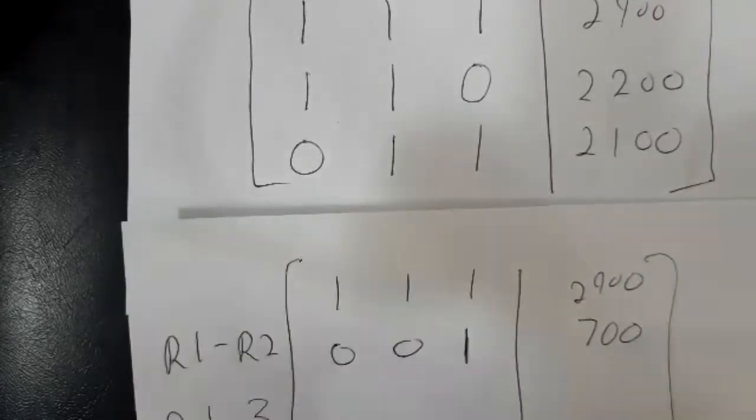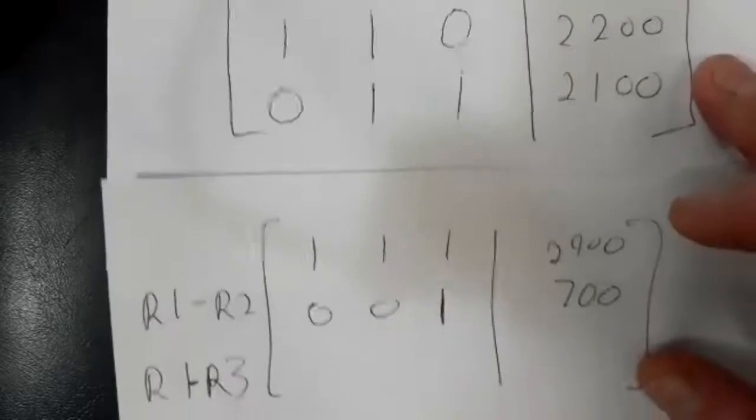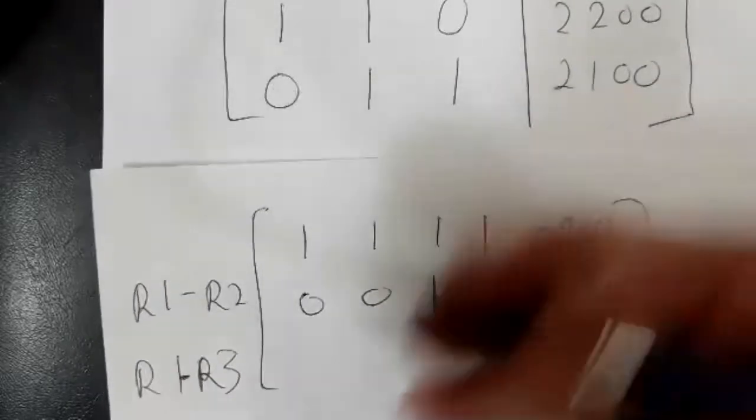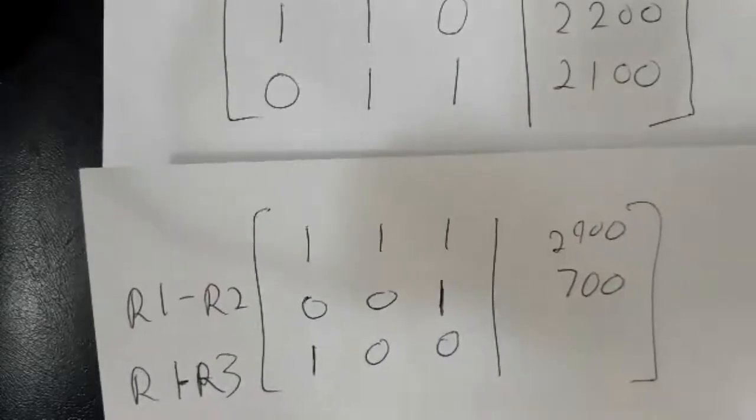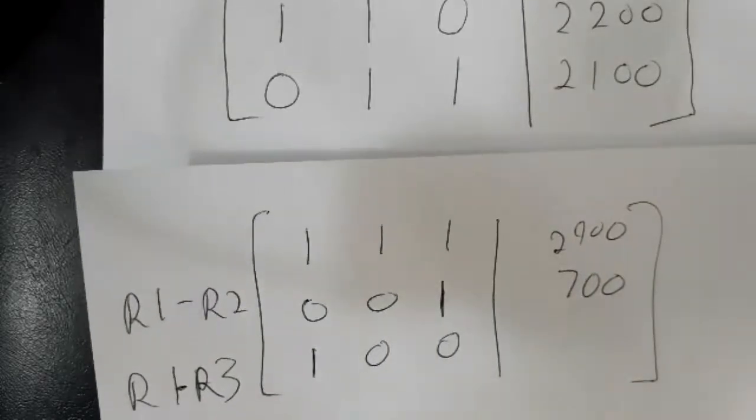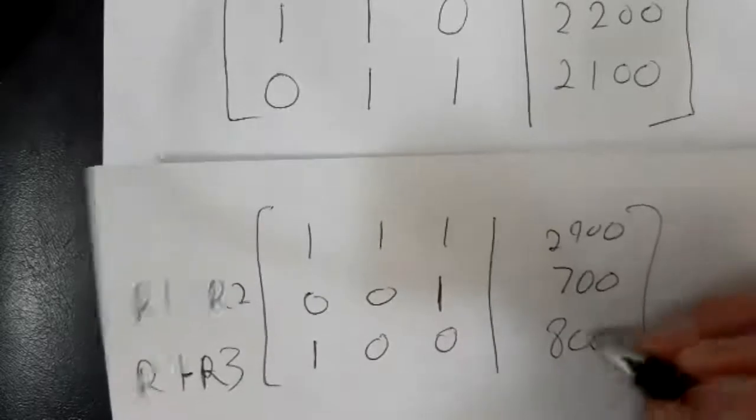If I do the same thing for row 1 minus row 3, row 3 over here, row 1 minus row 3, 1, 1, 1 minus 0. And then I do 2900 minus 2100, which is going to give me 800.